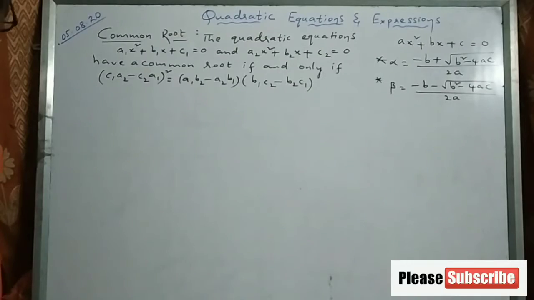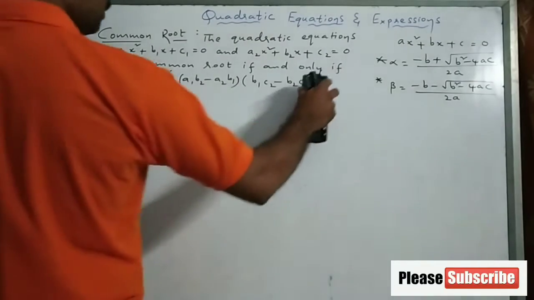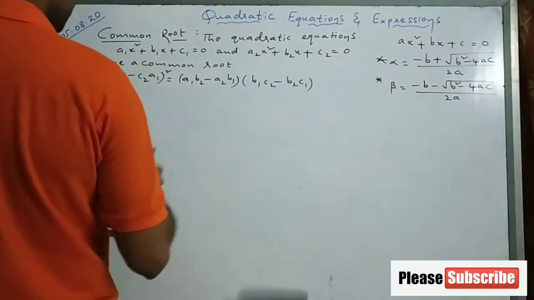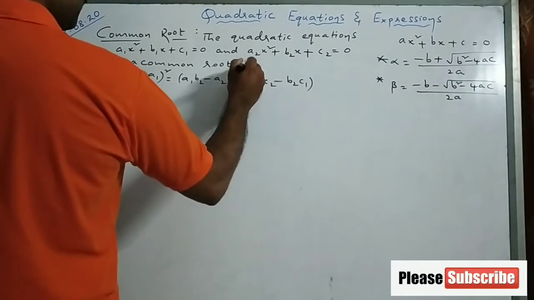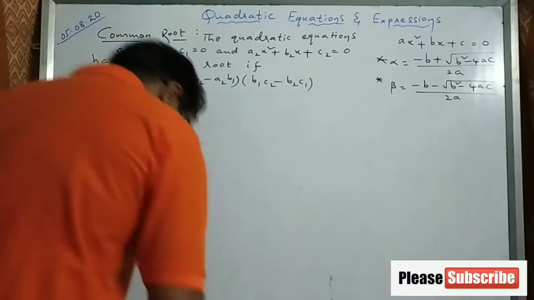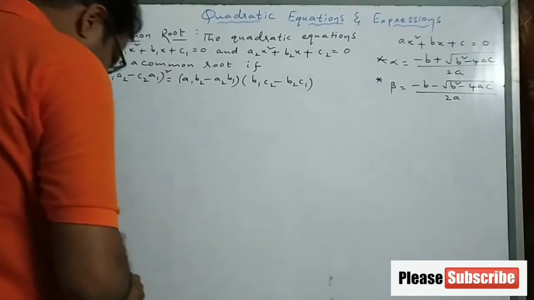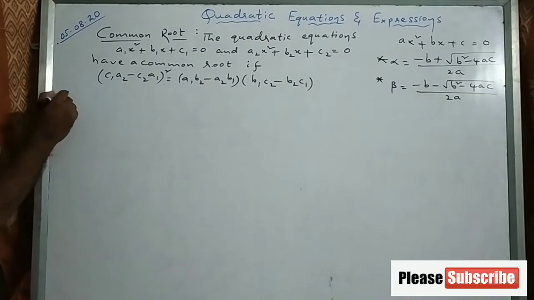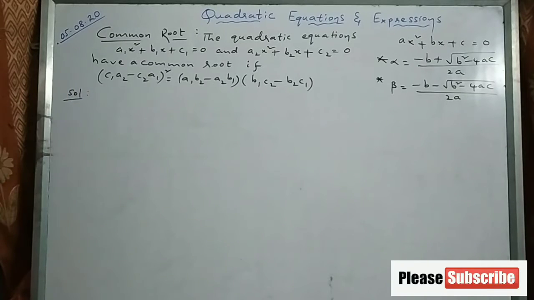Okay? Instead of if and only if, we will take only if. Have a common root if c1a2 minus c2a1 whole square equal to a1b2 minus a2b1 into b1c2 minus b2c1, right? Solution.